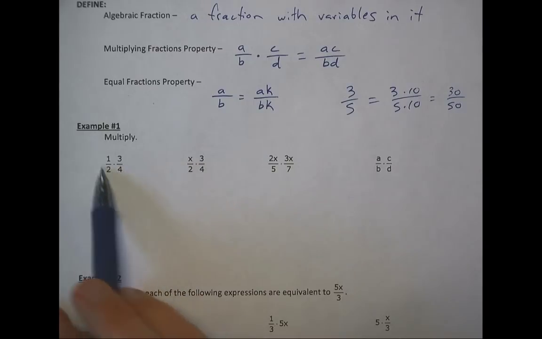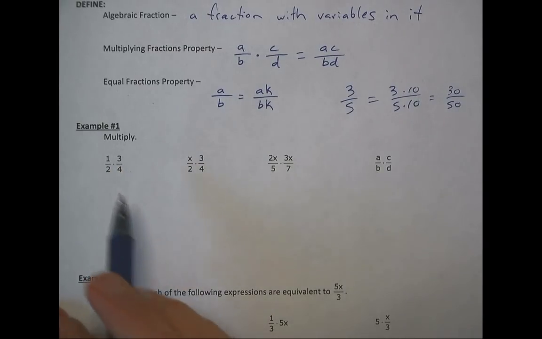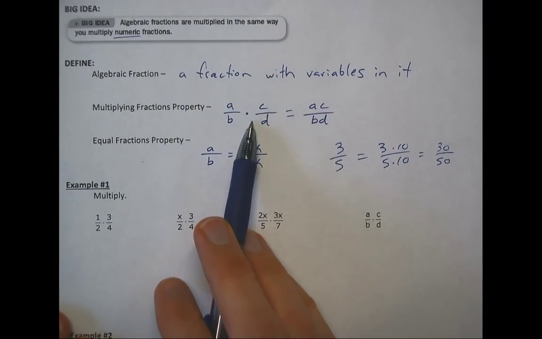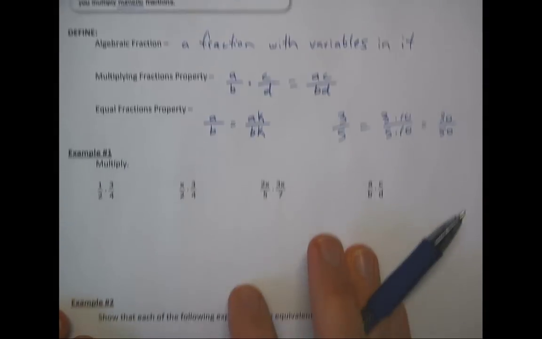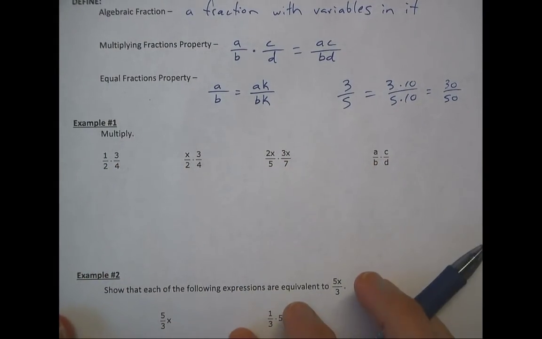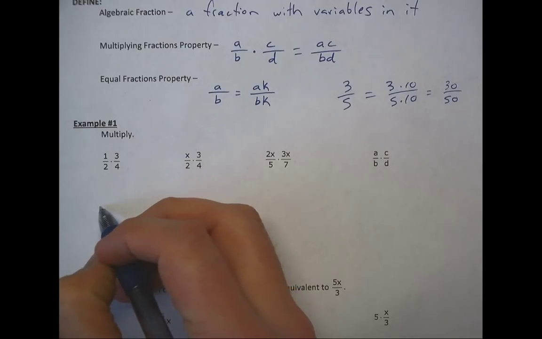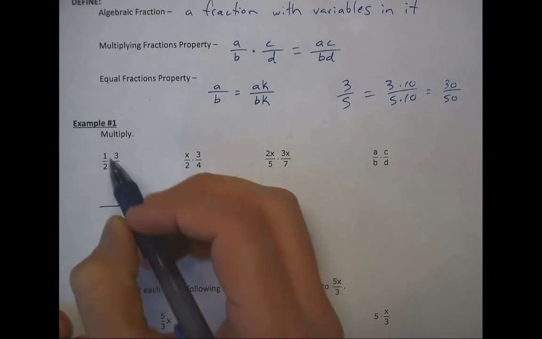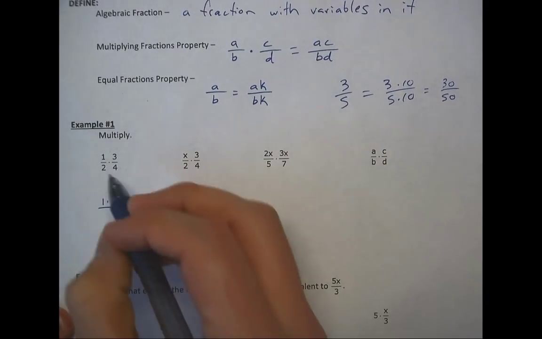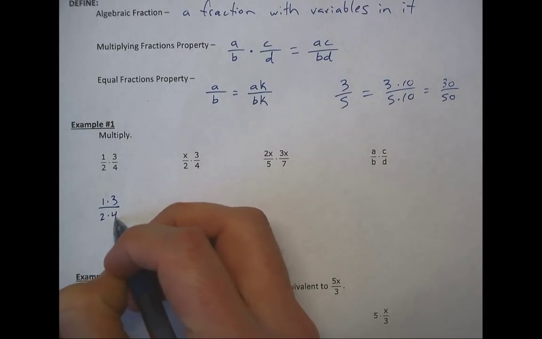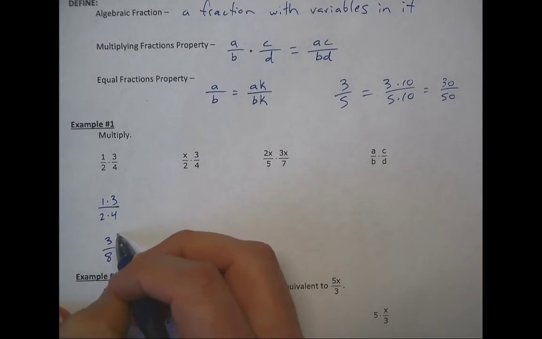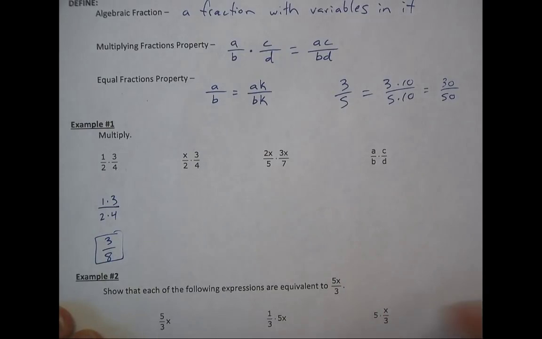So multiplying, starting with the basics. If we just have numbers, we're multiplying straight across. I know we can all just say 3 over 8, but I want to rewrite this so it helps us when we deal with variables. If I rewrite this as just one fraction instead of two being multiplied, the numerator is 1 times 3, and the denominator is 2 times 4. I can simplify that: it's 3 on top, 8 on the bottom. So it's equivalent to 3/8.